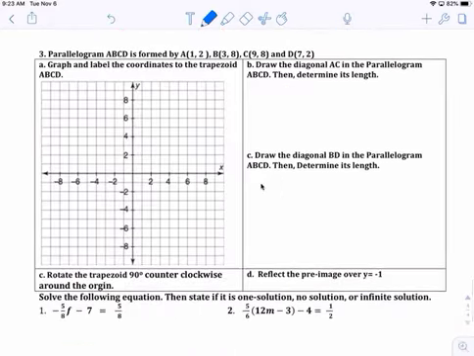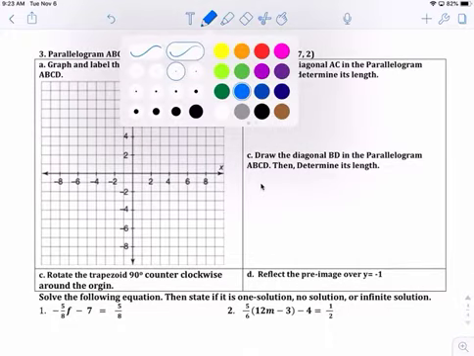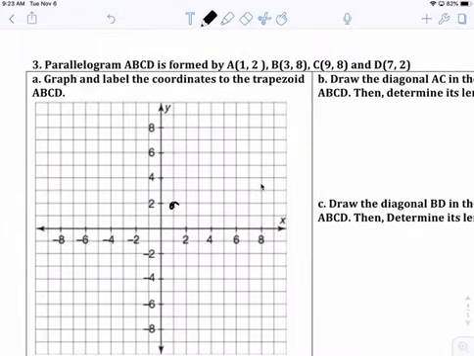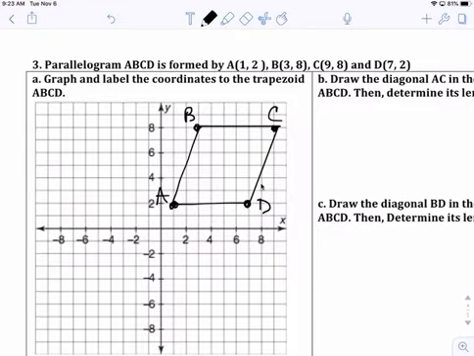All right. Number 3. Graph that. 1, 2. That's A. 3, 8. That's B. 9, 8. That's C. 7, 2. That's D. Oh, this is at least a parallelogram. Oops. There we go.